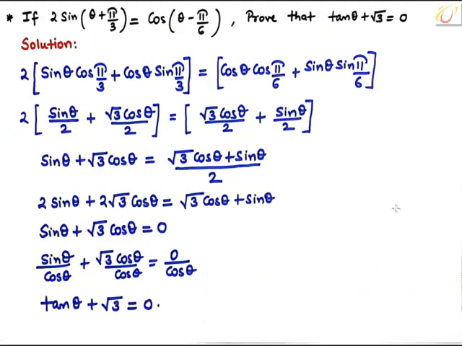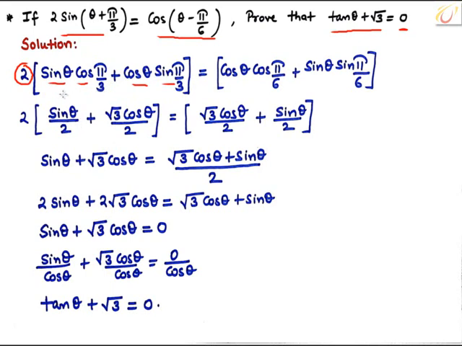2 sin(θ + π/3) is equal to cos(θ − π/6). This is given. Prove that tan θ + root 3 is equal to 0. So here we write this 2 outside the bracket. Sin(θ + π/3) is the formula of sin(A + B). By now we know it is sin A cos B + cos A sin B. So in our case it comes out as sin θ cos π/3 + cos θ sin π/3. So cos π/3 is cos 60, which is half.